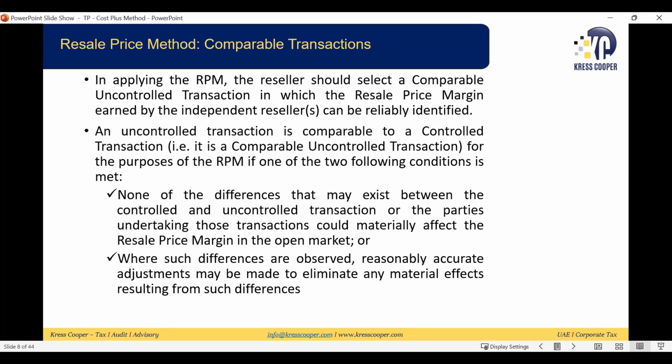When we say comparable transaction, we have to see that it cannot be a transaction where a materially significant difference exists. We need to see that adjustments can be made. If the material differences can be adjusted, or they don't exist, then only would these transactions be called comparable transactions.